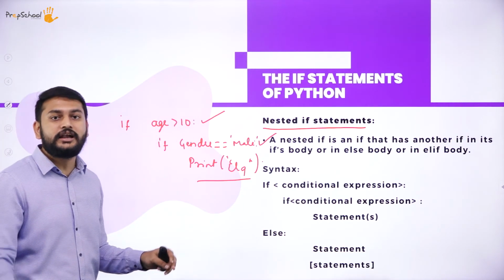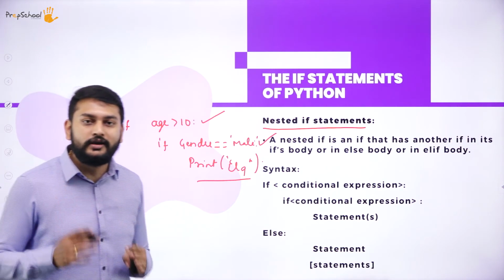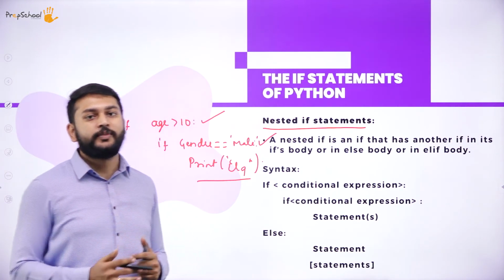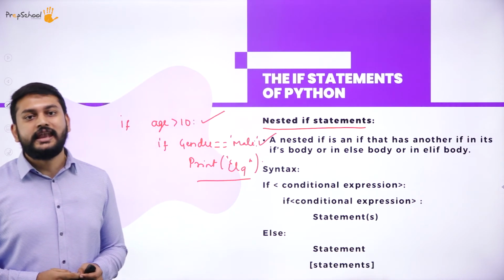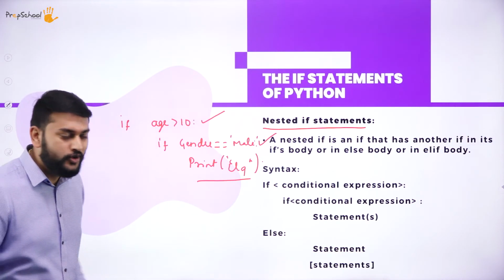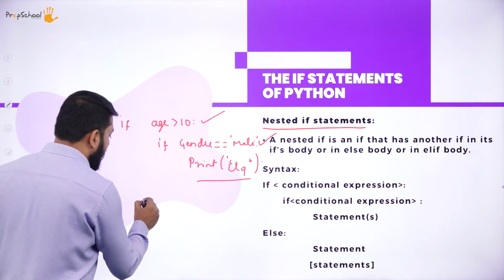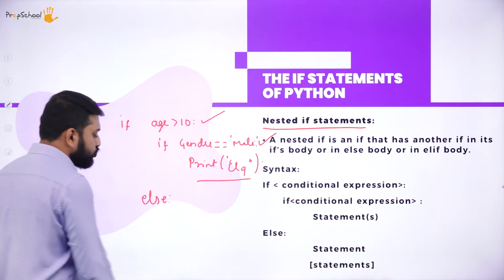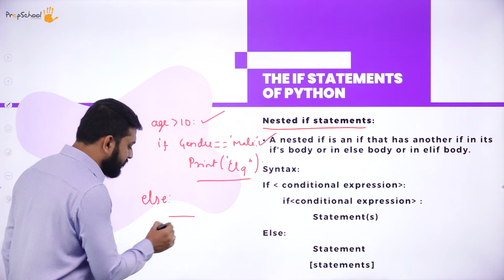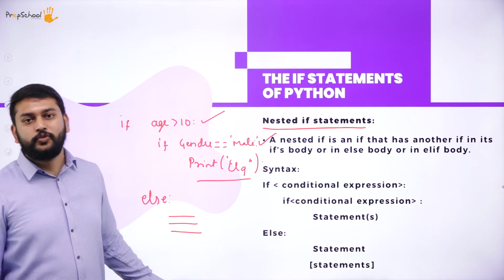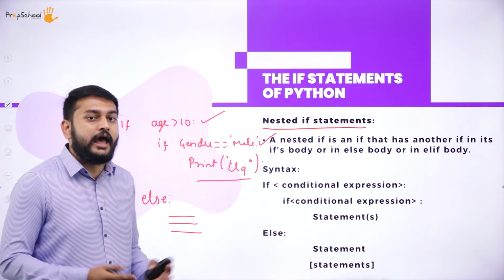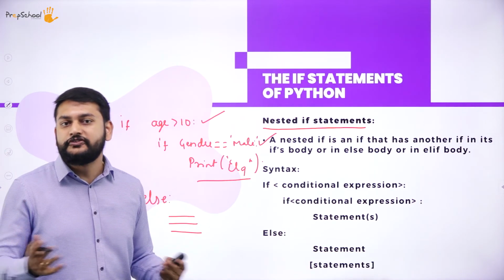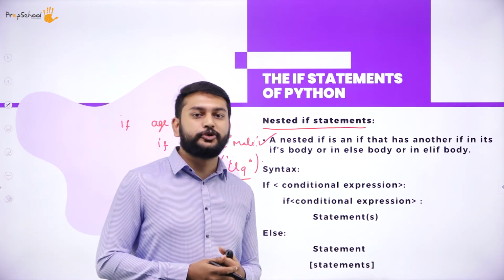A condition inside a condition is what I will call a nested if statement, is what you have to understand. Then finally I will have the else block. All of you know that if the condition is not true, this statement will be executed. This is how I will have my different if statements in Python programming.